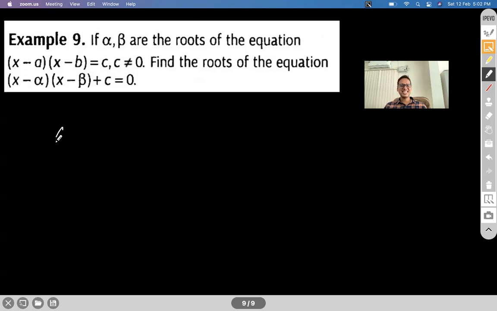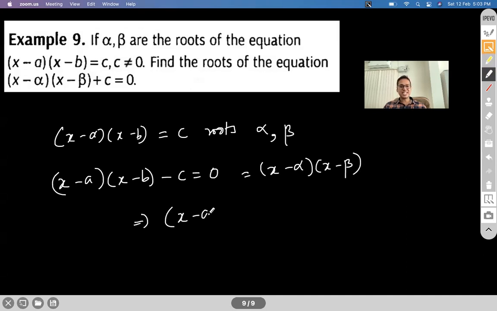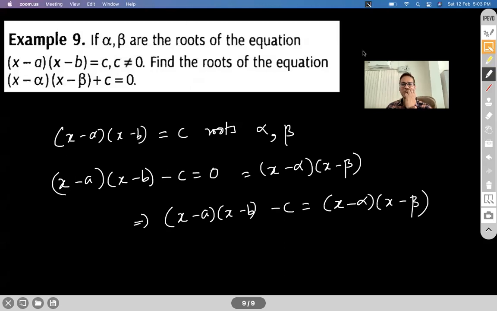Okay, see, when you say this equation has roots alpha and beta, right? Can I say in that situation that this is as good as saying (x minus alpha)(x minus beta) by factor theorem, which means I'm trying to say (x minus a)(x minus b) minus c is as good as saying (x minus alpha)(x minus beta). Correct? Absolutely right, Vishal.